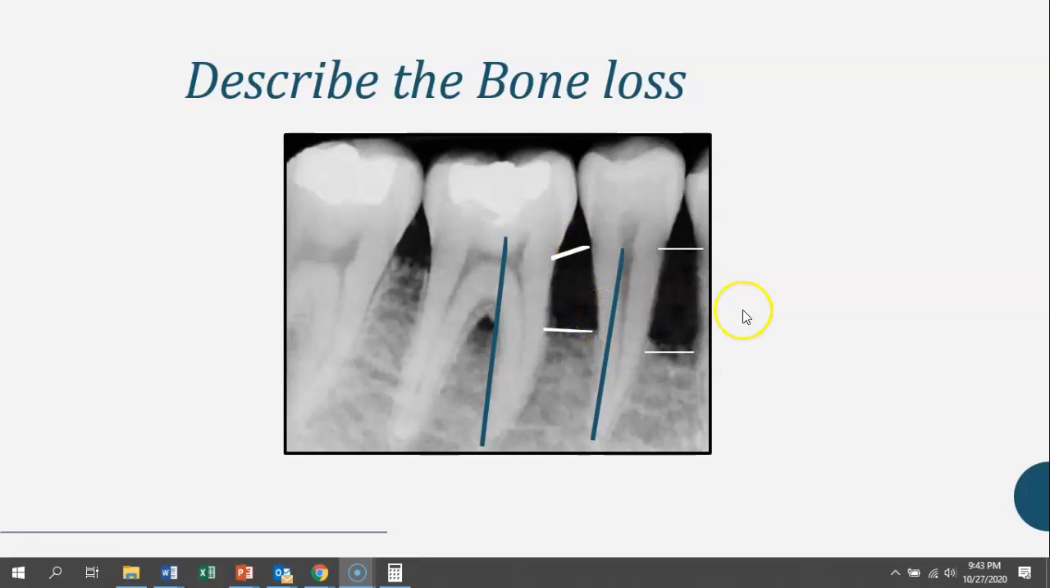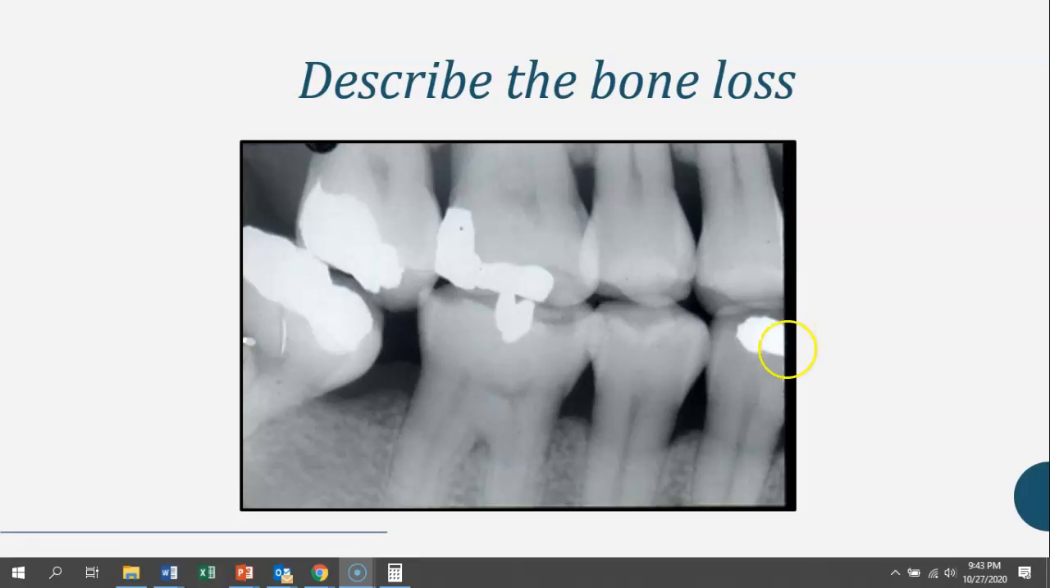So it's a significant amount of bone, but you can help yourself and draw out the length of the root and the amount of bone loss before you get used to saying, oh, 15%, 15 to 33, or greater than 33. That's definitely greater than 33, though.